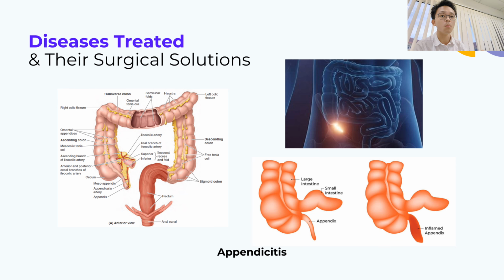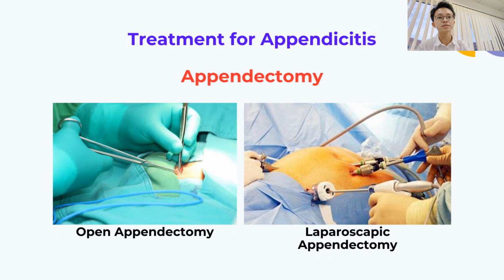Appendicitis is one of the most common emergencies requiring general surgery. It begins with abdominal pain, nausea, and fever. If untreated, the appendix may rupture, spreading infection throughout the abdomen. The standard treatment is an appendectomy, the surgical removal of the appendix.